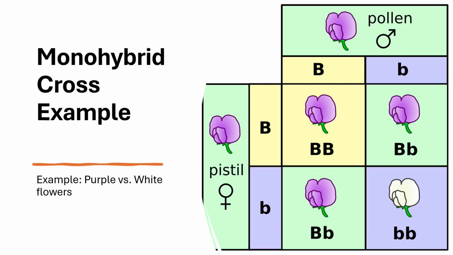Here's a simple monohybrid cross example. Crossing two heterozygous pea plants produces a 3-to-1 ratio of purple to white flowers.